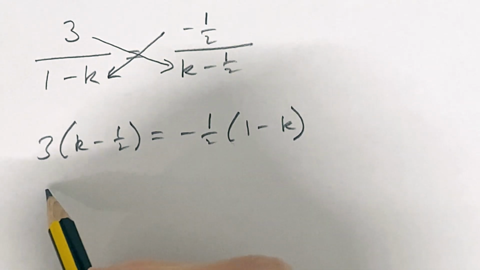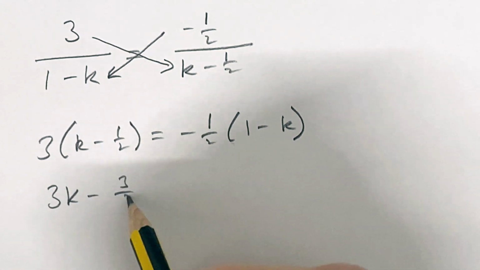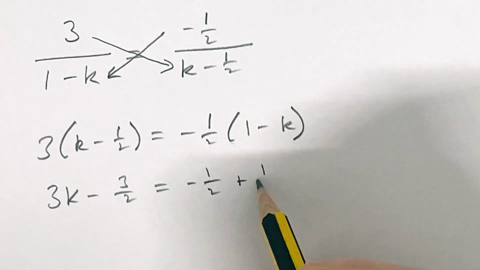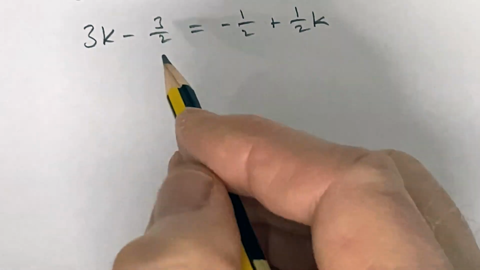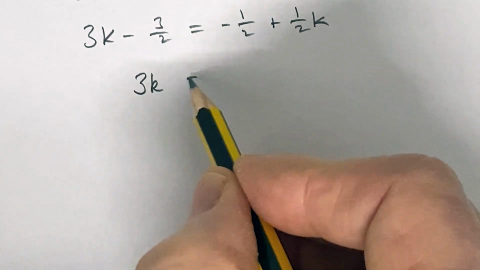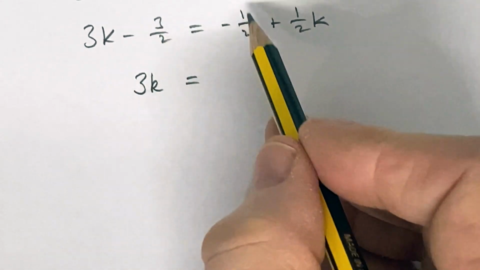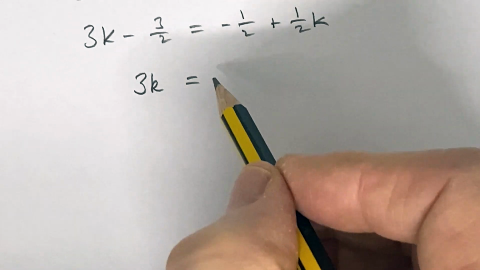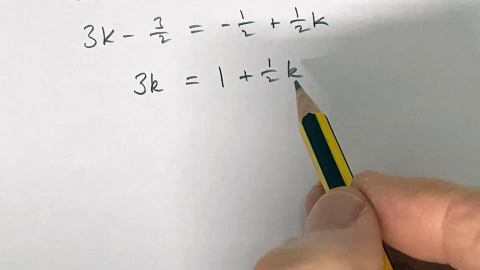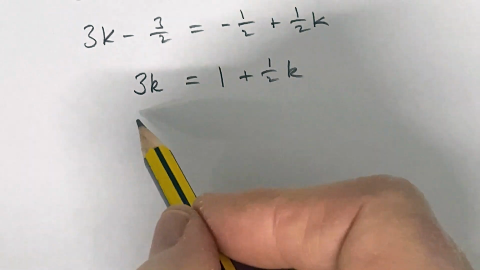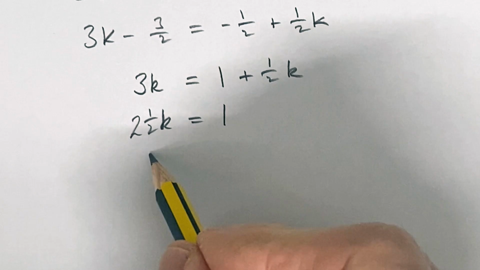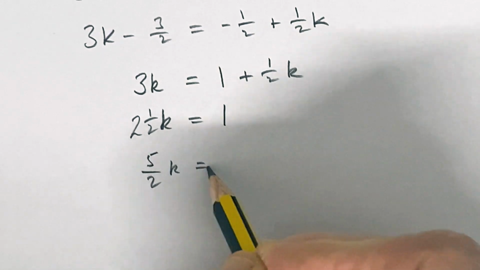Let's multiply those out. So we've got 3k minus 3 over 2 equals minus a half plus a half k. Now we're going to simplify this. First job, I'm going to add 3 over 2 to both sides. So the left-hand side will simply become 3k. And the right-hand side, so we're adding 3 over 2, subtracting 1 over 2. So that's 2 over 2, which is 1, plus a half k. And I'm sure you've guessed I'm going to subtract a half k from both sides. So I'm going to have 2.5 k equals 1. I'm going to rewrite that as 5 over 2 k equals 1.